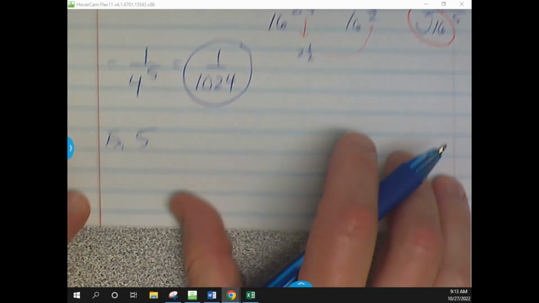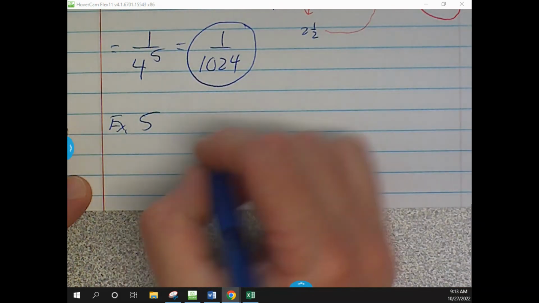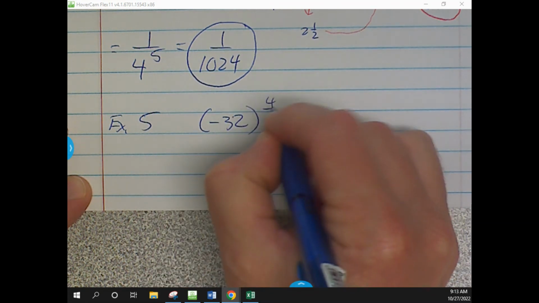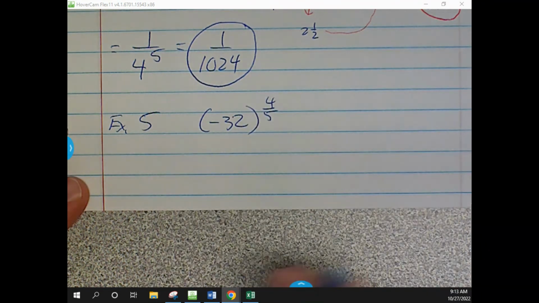All right, let's get a little more creative here. So we got negative 32 to the 4/5 power.